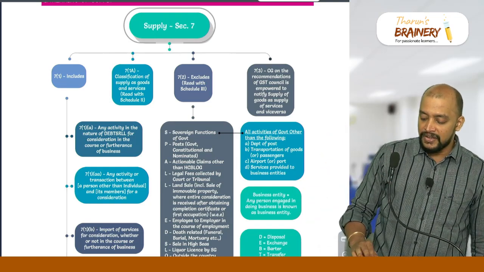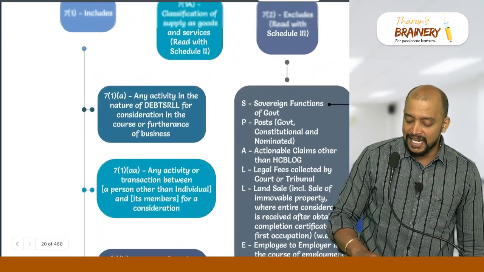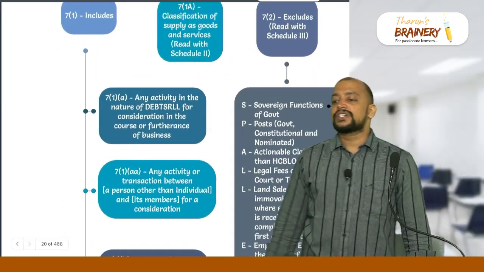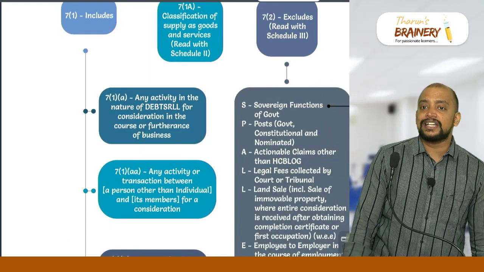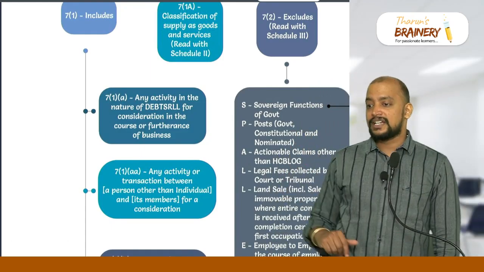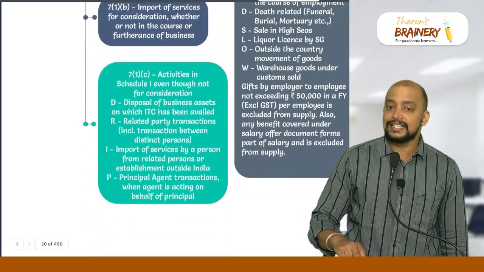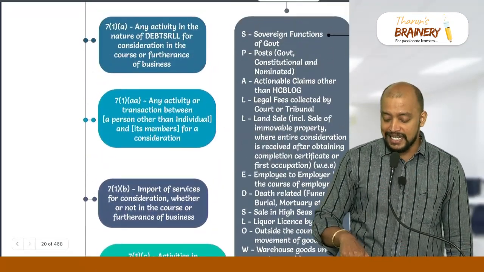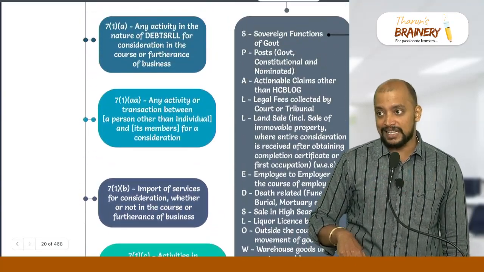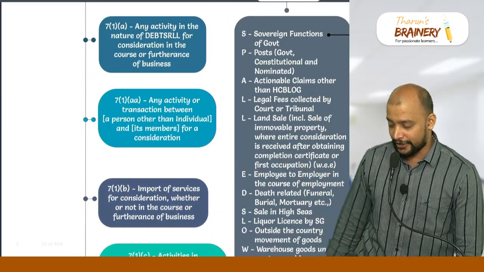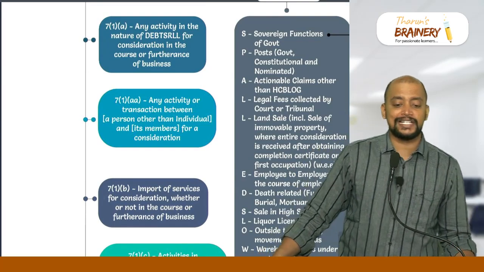Now let us go to 7 subsection 1, inclusions in the meaning of supply. You can see a total of 4 clauses there: 7(1)(a), B, AA and C. Previously when you studied, A, B, C was there, but this AA was added at a later point of time. Total 4 clauses are there.